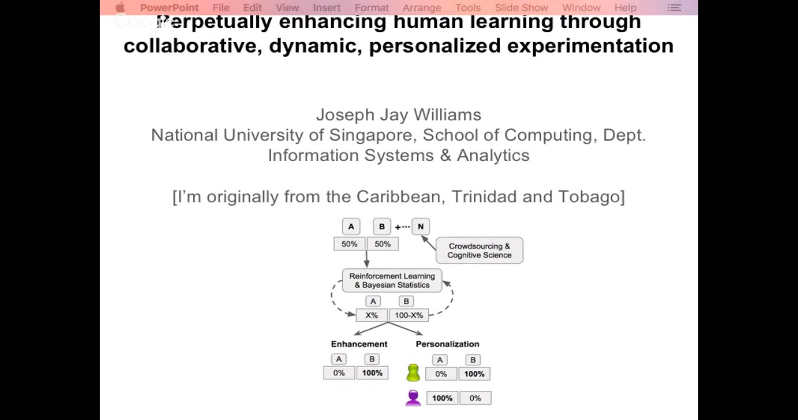And so the topic of this is going to be how do we build systems that perpetually enhance human learning through collaborative experiments, through making experiments dynamic and making them personalized.